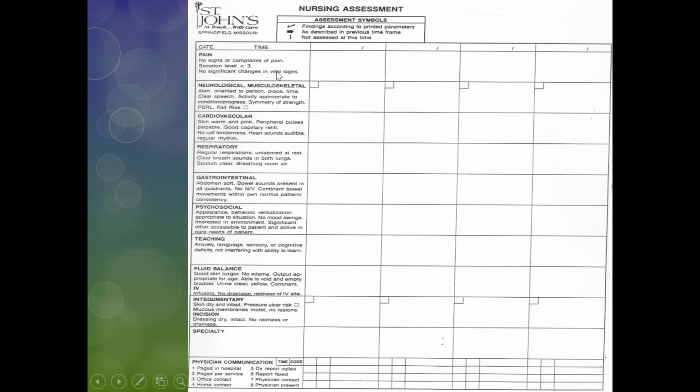So in this example, let's just go to cardiovascular. It says skin warm and pink, peripheral pulses palpable, good capillary refill. They're not being quantifiable there. I would say cap refill less than 3 seconds, but no calf tenderness, heart sounds audible, regular rhythm. If all that is true and all that is normal, if you look up here where the check marks are, it says findings according to printed parameters. So all I would have to do is make a check mark. Instead of a huge written out assessment for the cardiovascular area, I would just write a check mark. Now I hope that you can see that could, in the long run, save you a lot of time.